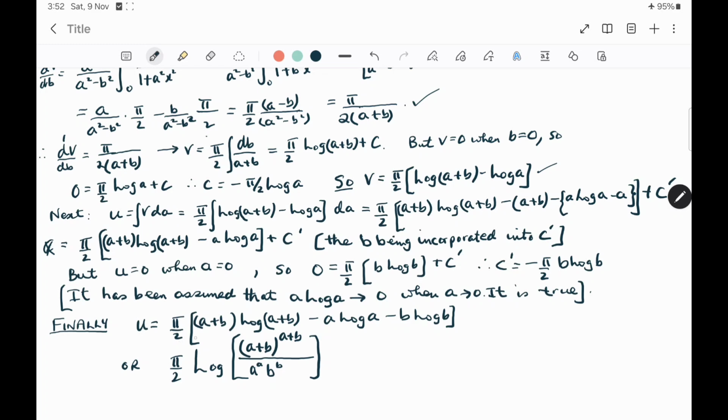u is pi upon 2 times a plus b log of a plus b, minus a log a, minus b log b. That is substituting in the c dash over here. And we can write that as pi upon 2 times the log of a plus b to the power a plus b, divided by a to the power of a times b to the power of b.